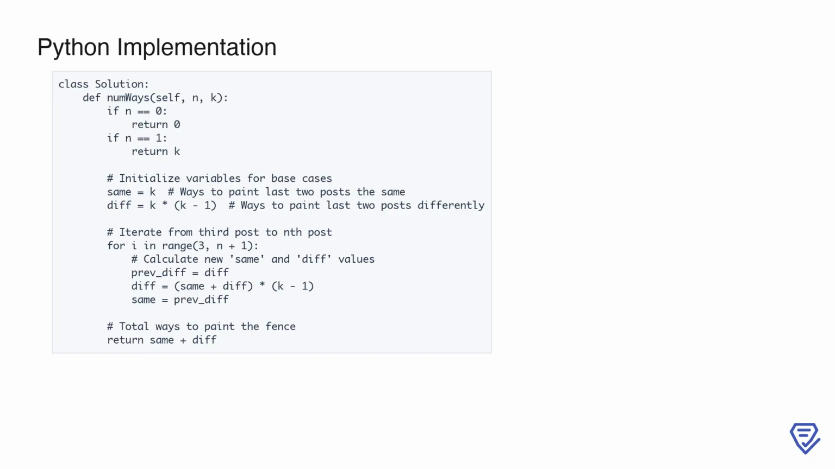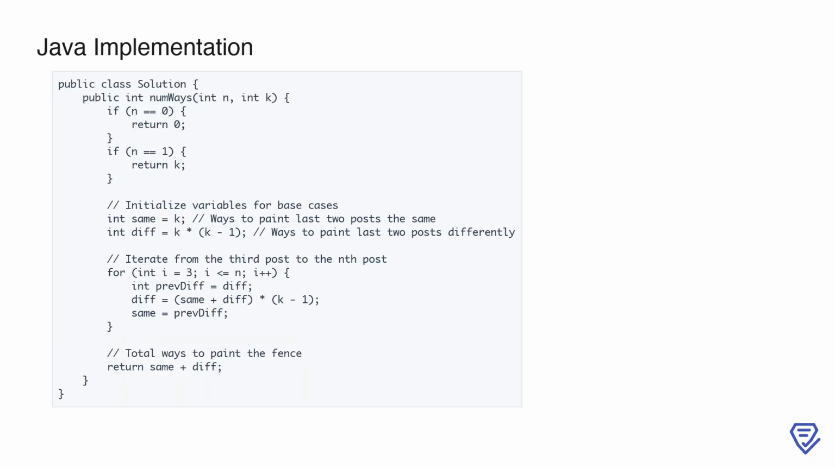in each iteration. This is the Java implementation of the paint fence problem, following the exact logic as the Python solution. The code makes use of variables same and diff to handle the cases where the last two posts are painted the same or differently. The iterative loop ensures that we calculate the total number of ways efficiently. Key differences include explicit type declarations for variables and the use of Java's class structure.